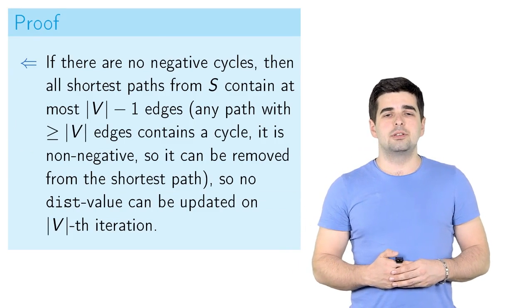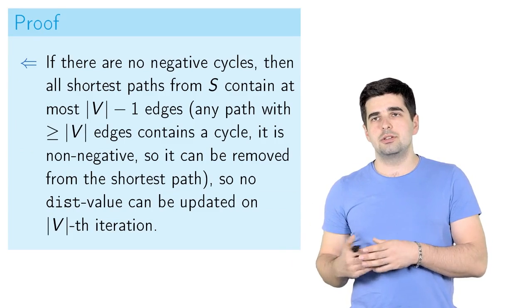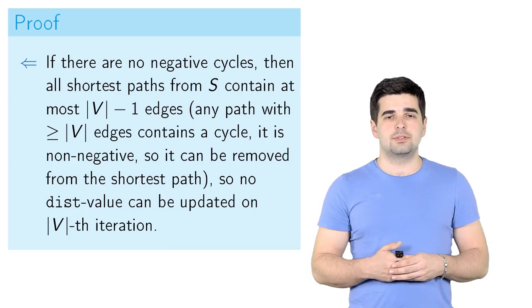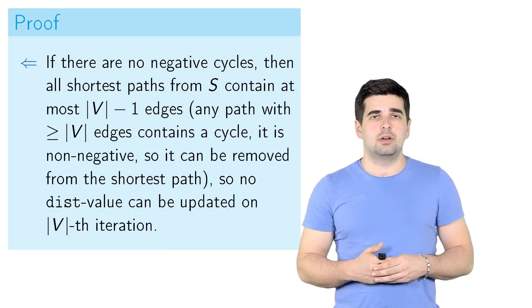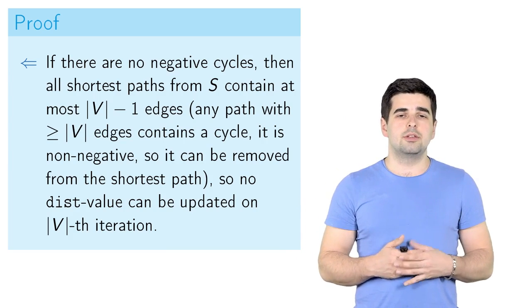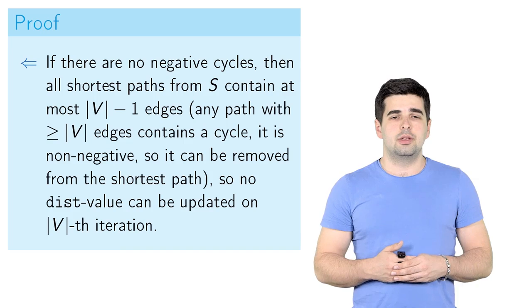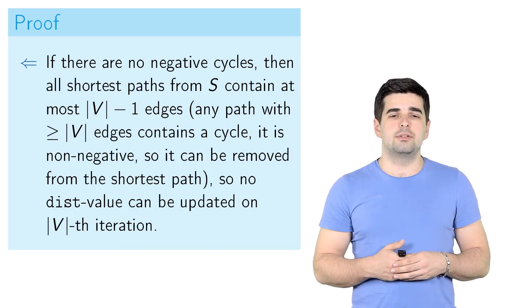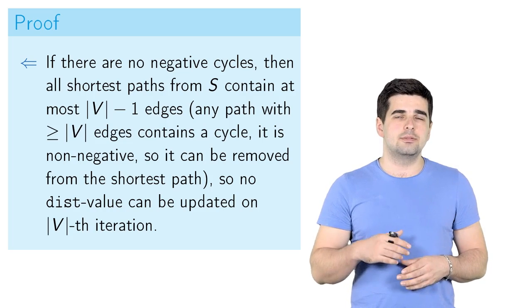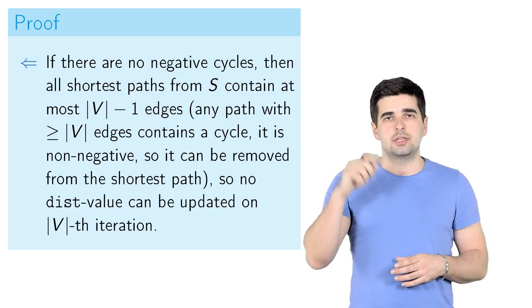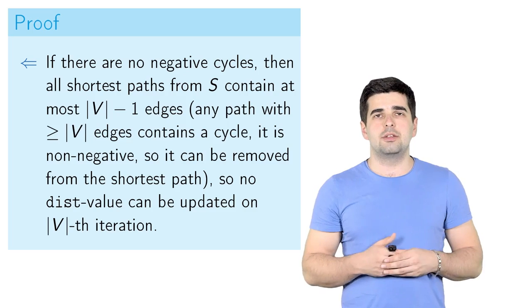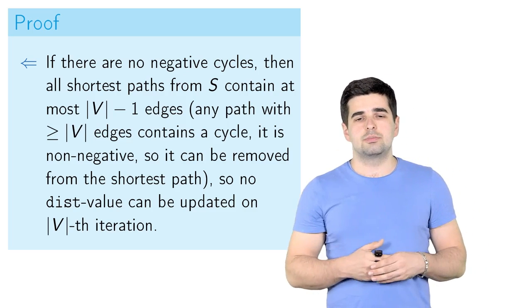First, let's prove that if there is some change in the last step of Bellman-Ford's algorithm, then there is a negative cycle. Assume, for the sake of contradiction, that there are no negative cycles. Then it means that all shortest paths from S to any node in the graph contain at most v-1 edges. We've already discussed that. If they contain at least v edges, then there is a cycle, and this cycle is non-negative, so it can be removed, and the path will be either improved or just stay shortest path.